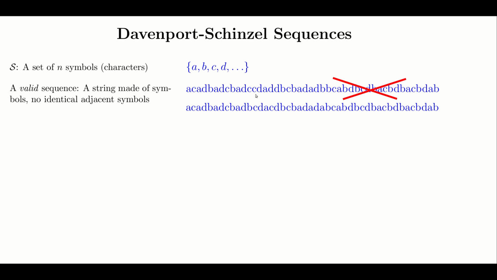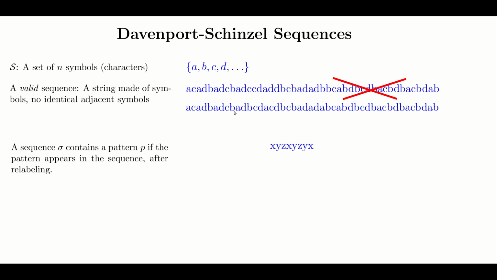For example, in the first string up here, we have two repeating C's that are immediately adjacent, and also two repeating D's, and two repeating B's. This makes this first case an invalid sequence, whereas the second example is a valid sequence. Even though there are many repetitions of A, there is always at least one other character between each repetition.